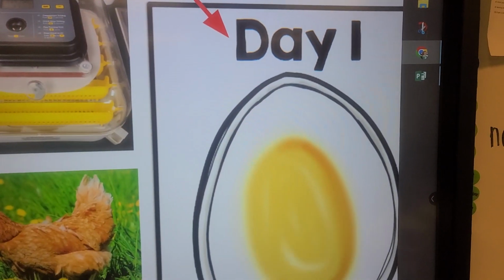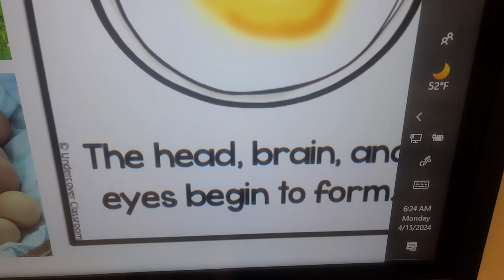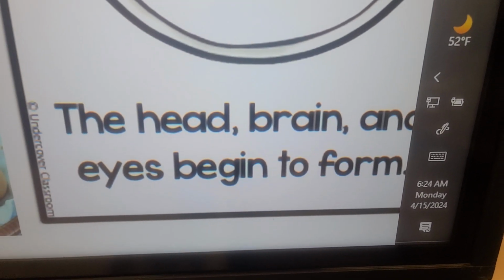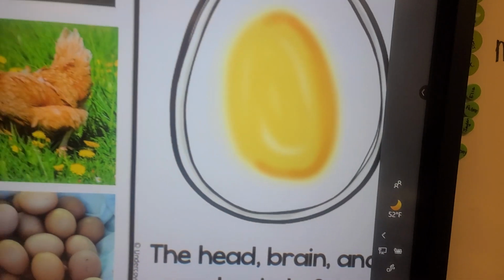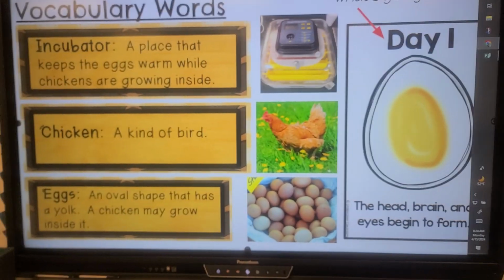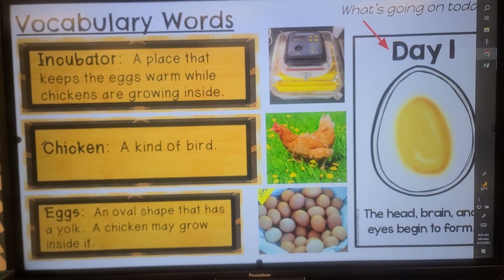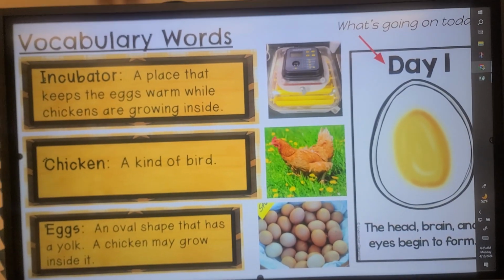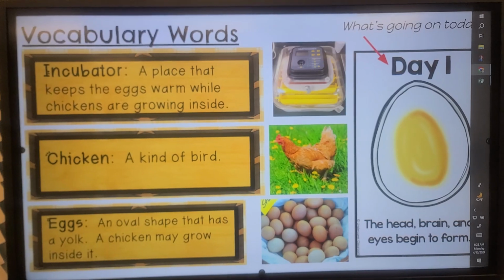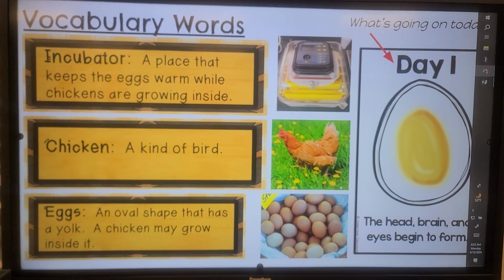On day 1, this is the growth that is happening inside the egg today. It's amazing to me that even on day 1 we have these exciting things happening. The head, brain, and eyes begin to form. You're going to see, because this is a 3-week period, so think for just a minute how long you were in your mom's stomach when you were developing, right? That was a full 40 weeks, and we're looking at 21 days.